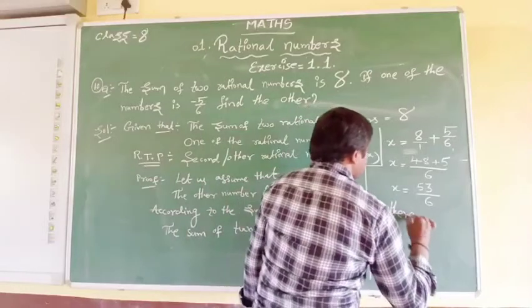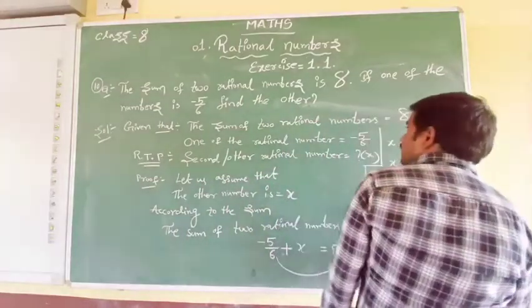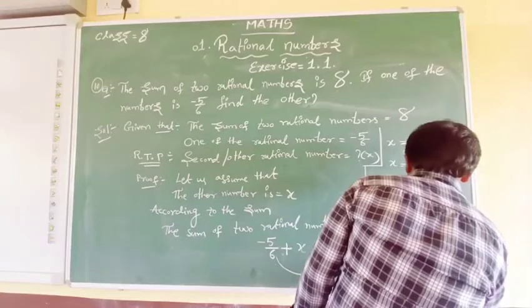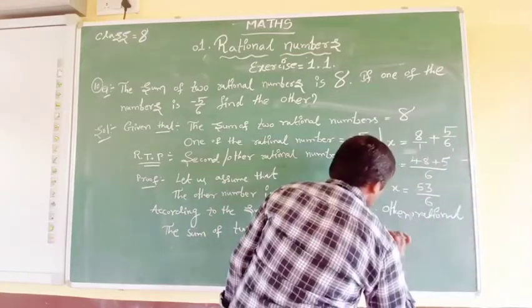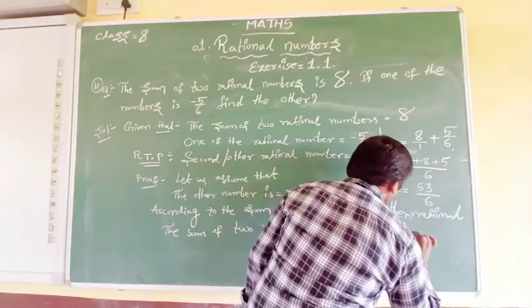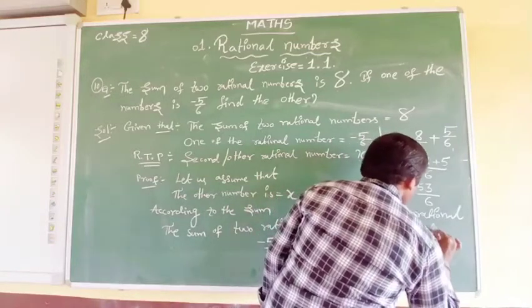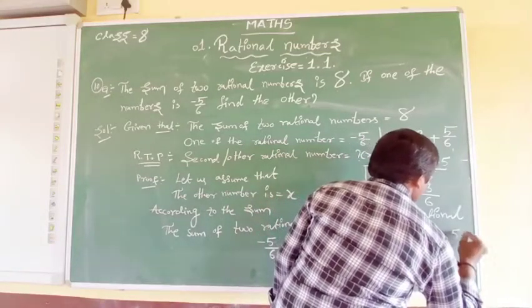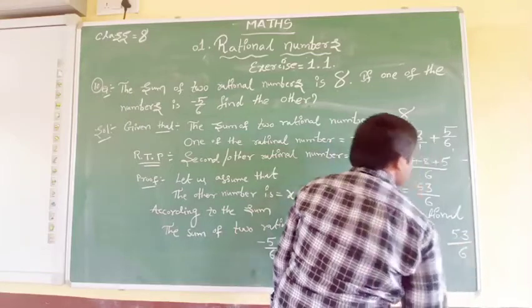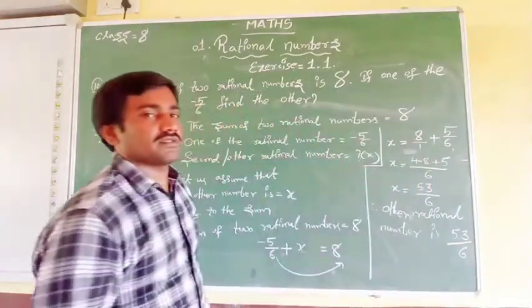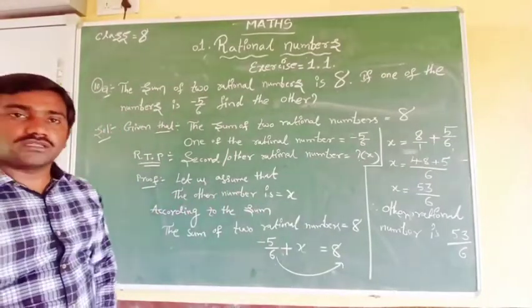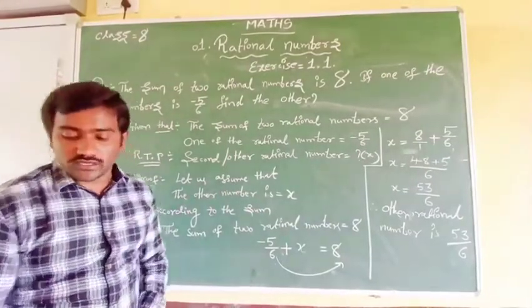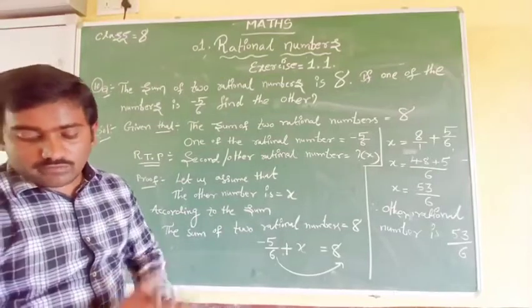Therefore, the other rational number is 53 by 6. This is the other rational number. This is a clearer explanation. This is the way you need to do it to solve any of these problems.